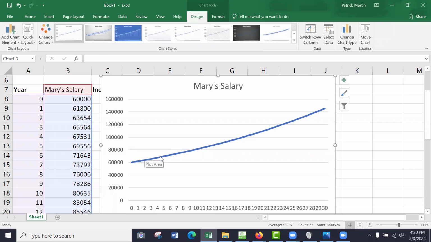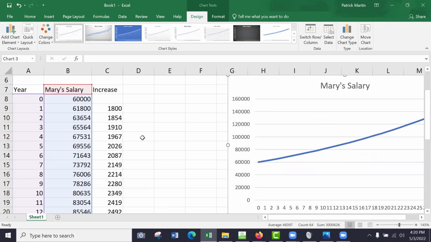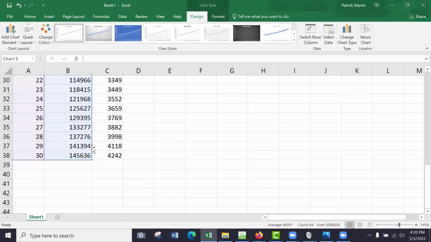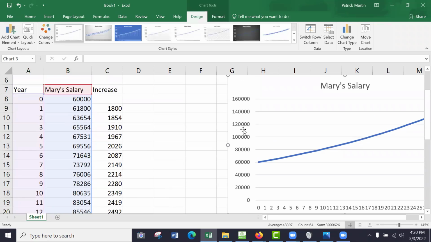There we go. See that curve? Now it's only 3%. If it was more than that, it would be a steeper curve, right? But it's not a straight line. So it's exponential, and see how her salary's increase is getting more and more, because it's 3% of the previous year, right? Exactly. Cool.